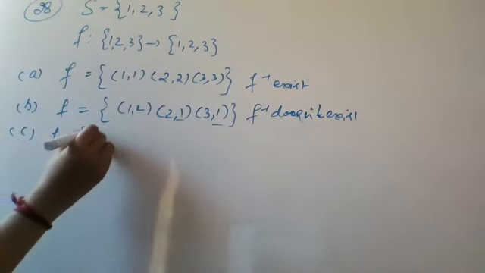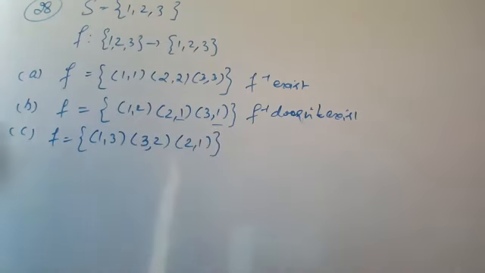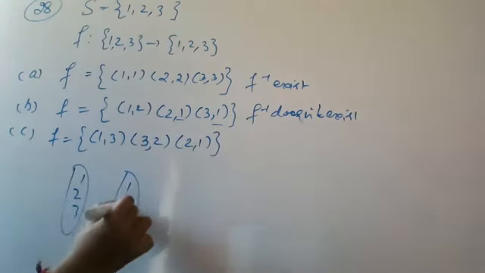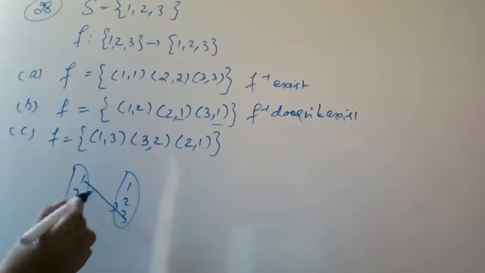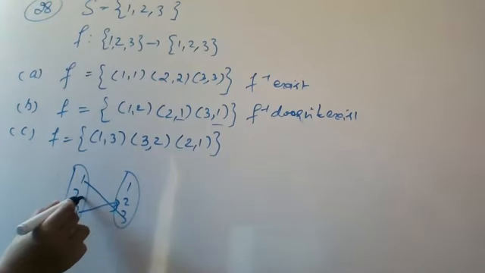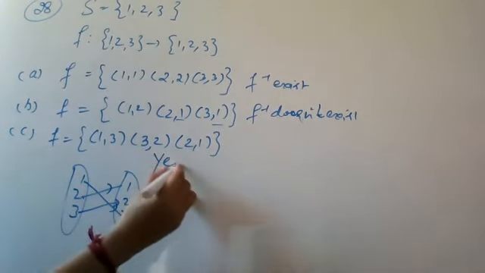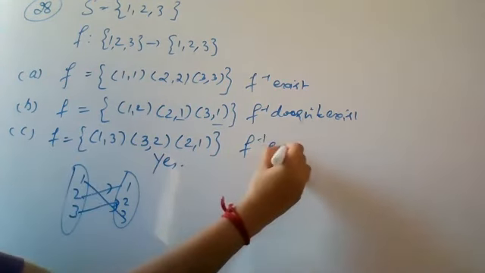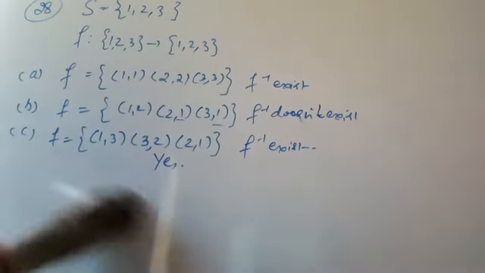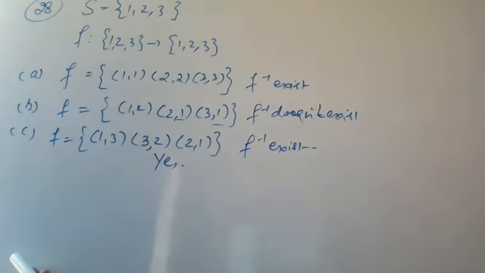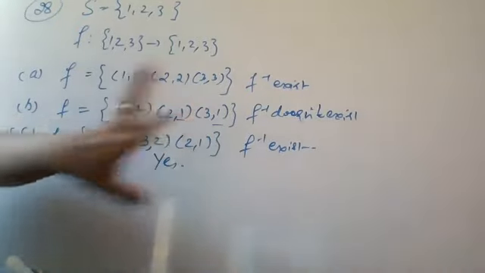Now for the third one, you have 1, 3, 3, 2 and 2, 1. Here again, if you draw 1, 2, 3, 1, 2, 3. From 1 it is taken to 3. From 3 it is taken to 2 and from 2 it is taken to 1. Is it 1, 1 and on 2? Yes. Therefore, F inverse exists. Is it clear? Bijective, अगर function bijective है, तो it will be invertible also. So you need to check whether it is 1, 1 and on 2. If it is, then its inverse exists. If it is not, then its inverse does not exist. Clear?